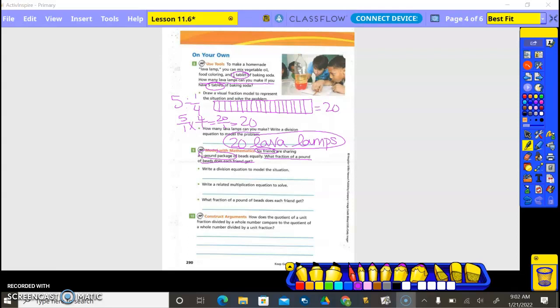So 1/4 is what they have, and they're dividing it among 6 friends, and we're trying to figure out how many beans each one gets. So write a related multiplication equation. So 1/4 times, what's the reciprocal of 6? 1/6 equals 1/24. So what fraction of a pound of beans does each friend get? So 1/24 of a pound.